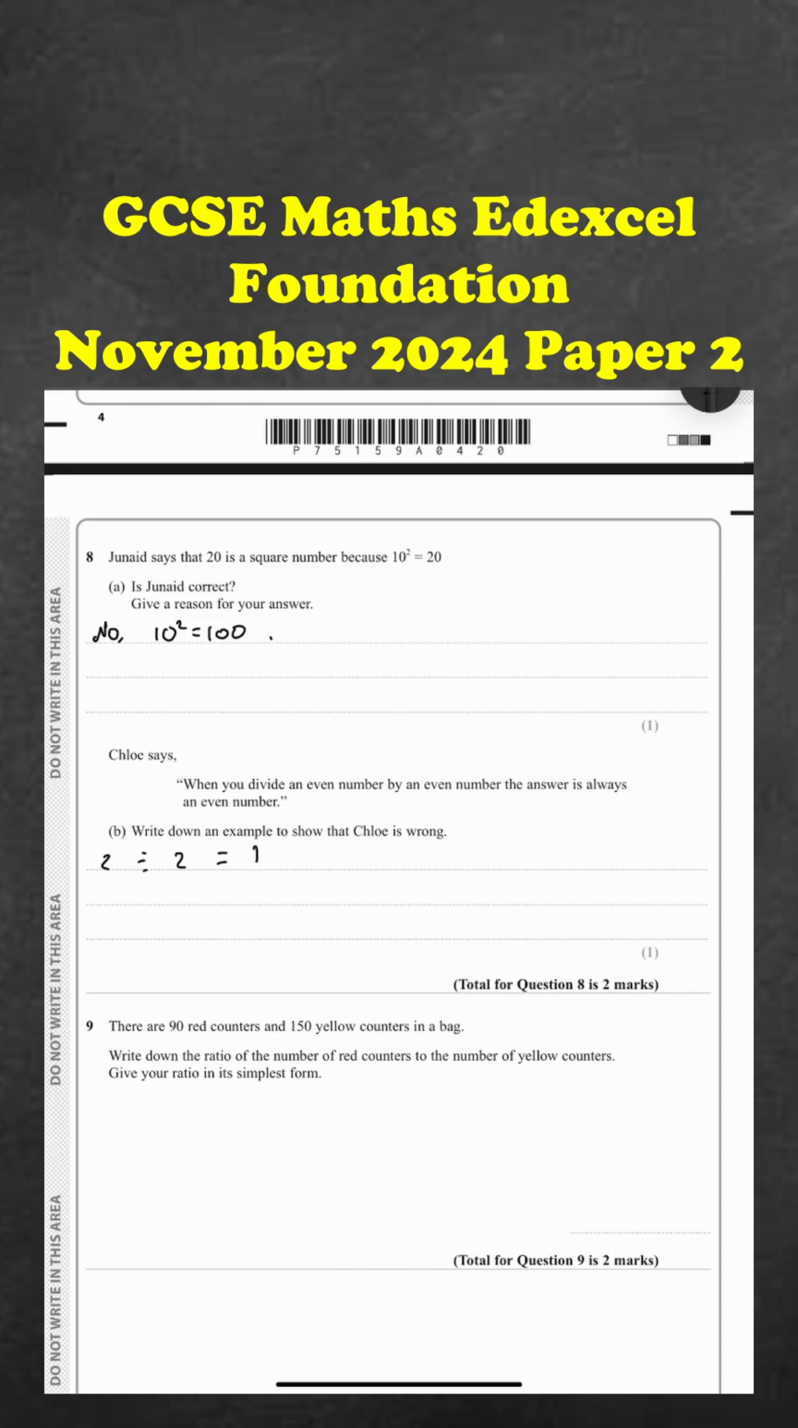Question number 9. There are 90 red counters and 150 yellow counters in a bag. Write down the ratio of the number of red counters to the number of yellow counters. Give your ratio in the simplest form. It's 90 to 150. I know that 30 goes into 90 and 30 goes into 150. So if I divide both of these through by 30, I get 3 to 5, and 3 and 5 are both prime, which means this is as simple as our ratio can get.